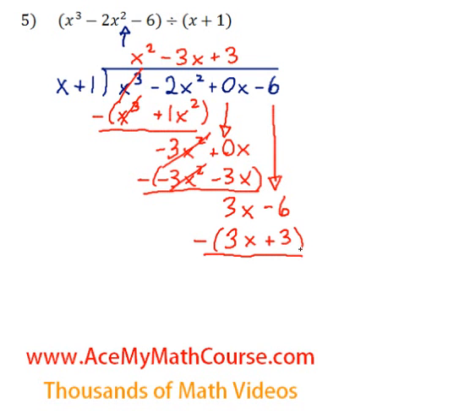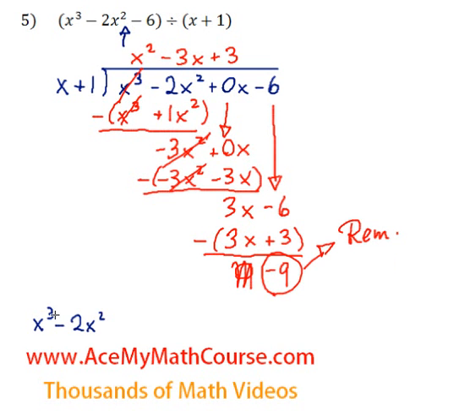Then I will subtract them. 3x minus 3x is 0. Negative 6 minus 3 is negative 9. So I can scratch the 0. The remainder is negative 9. Remainder.